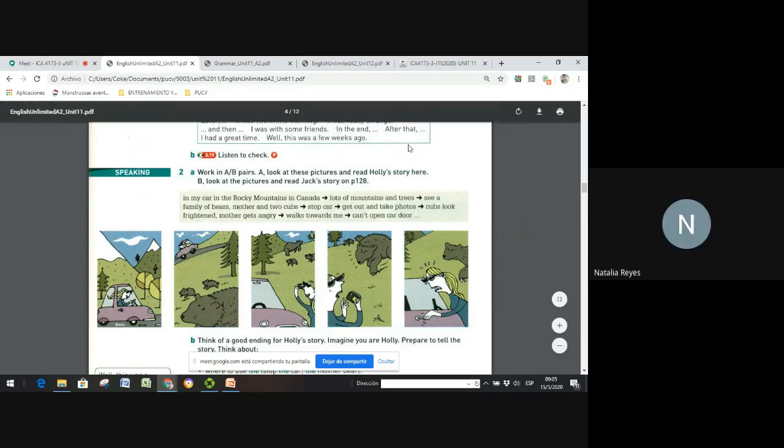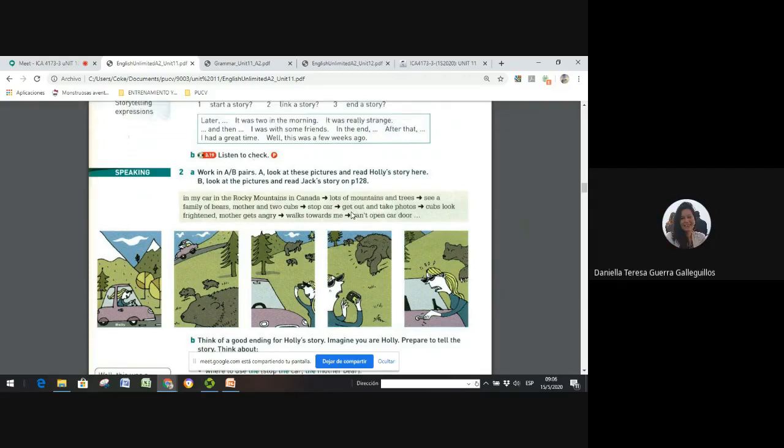I got out and take photos. Yes, you're fine. After that, I got out. Remember to use the past. After that, I got out and took photos. Use the past because you got out.